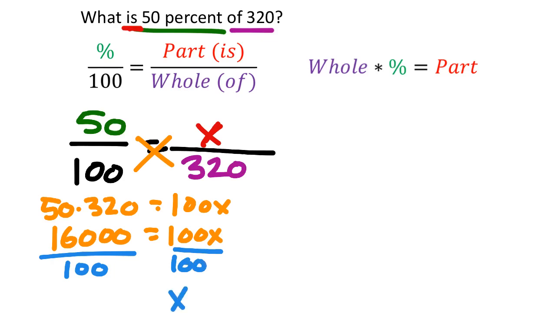To make that 1x equals 160. Now, could you have used scale factors? You could have. You could have said, well, it's 100 divided by 2 is 50. 320 divided by 2 is 160. And that would be scale factors. And again, this is the nice thing about using the percent proportion, it gives us lots of different options.